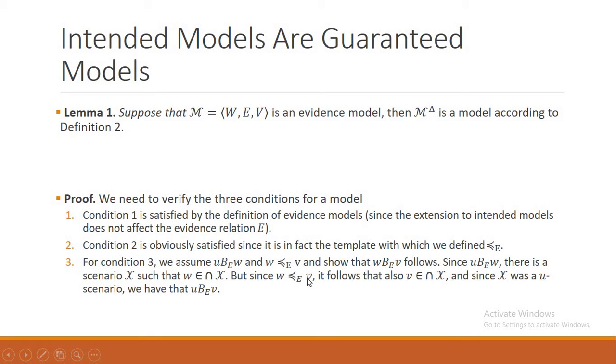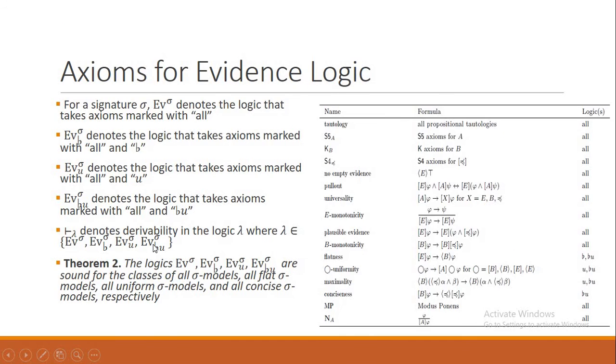But since V is more plausible than W by our assumption as well, it also follows that V is in the intersection of all those evidence sets in our scenario X. And since X was a U scenario, we have that V is accessible to U by B. So according to the definition of our belief relation, V is also accessible to U by B.